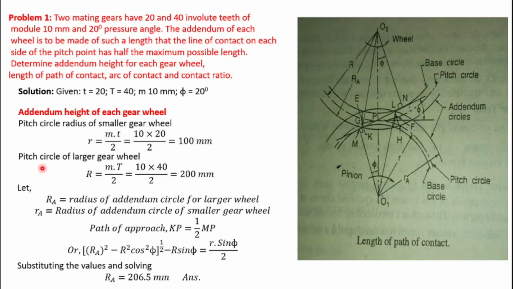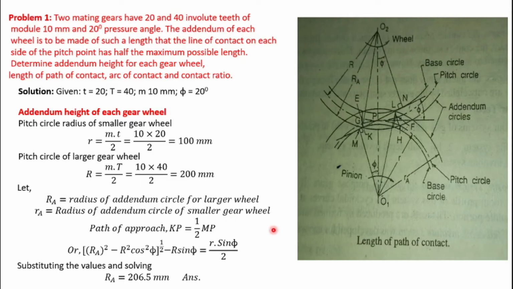Similarly, you find the pitch circle radius of the larger gear, and by formula, if capital R is the pitch circle radius, then it is mT by 2, and this becomes 200 mm. Let capital RA be the radius of the addendum circle of the larger wheel, and small ra the radius of the addendum circle of the smaller gear wheel.